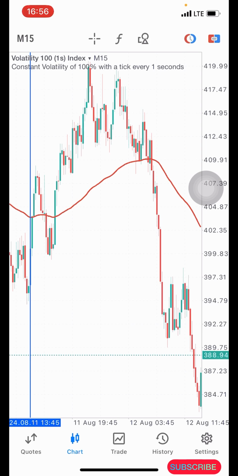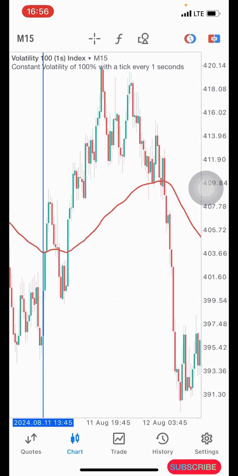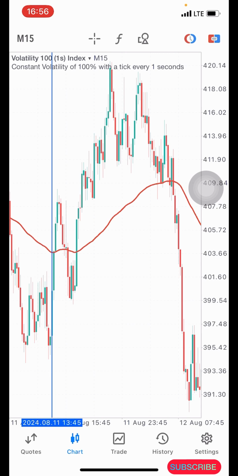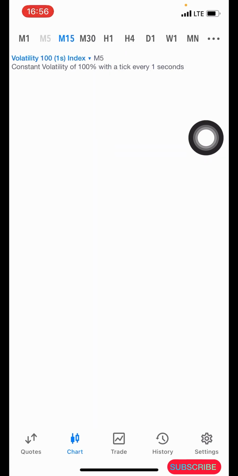You can use it on Volatility 75 too, but make sure the volatility of the market is high and it's something that follows the trend. All right, so this is how you have to trade with this strategy. After doing your analysis from the 15-minute time frame like this one, you go to the 5-minute time frame. That's where we'll be taking our entries.